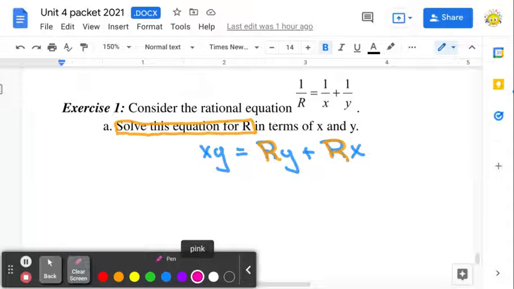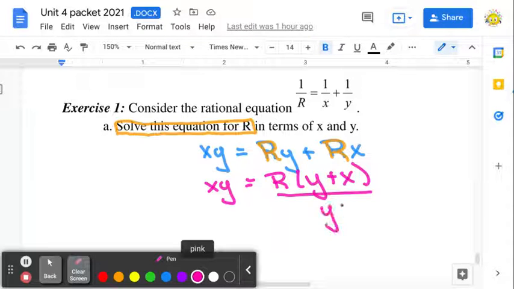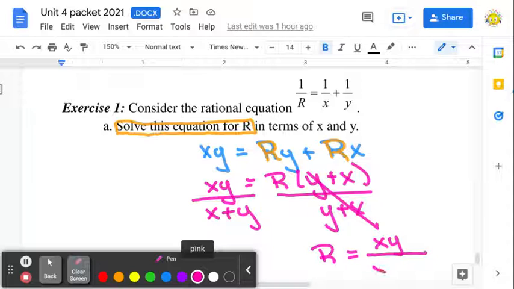So what I'm going to do, we have to isolate the r. I'm going to take that out as kind of a GCF, r, and then y plus x is in parentheses. Now to get r by itself, you divide by y plus x. Whatever you do on one side, you got to do on the other side of the equal sign. And you're left with r equals xy all over x plus y. And that's your answer.